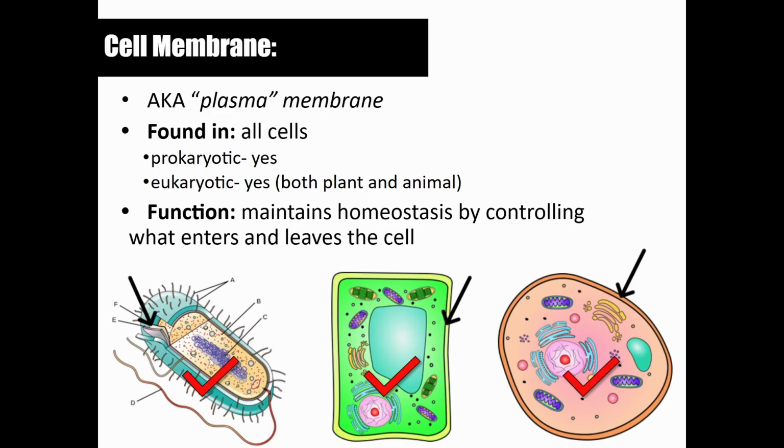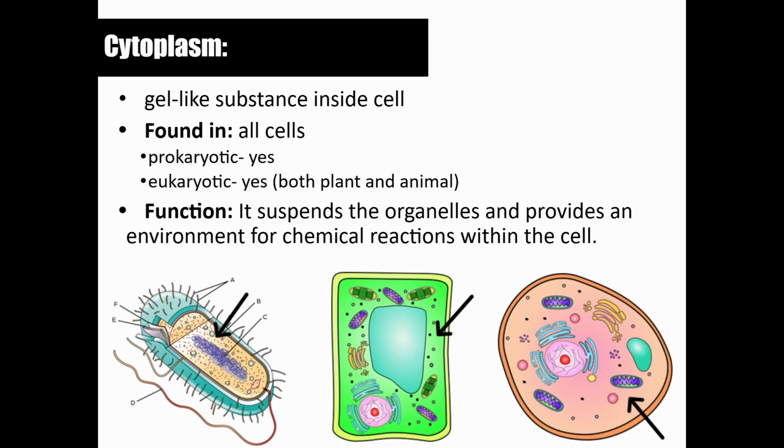On the left here is a prokaryotic cell. Over here is a plant cell, and here is an animal cell. These two being, of course, eukaryotic. So, keep in mind, when we say where are they found, you now find out they're both plant and animals and prokaryotic cells. The function is to maintain homeostasis by controlling what enters and leaves the cells. It also serves protection, but for now, all we're listing for you is homeostasis.